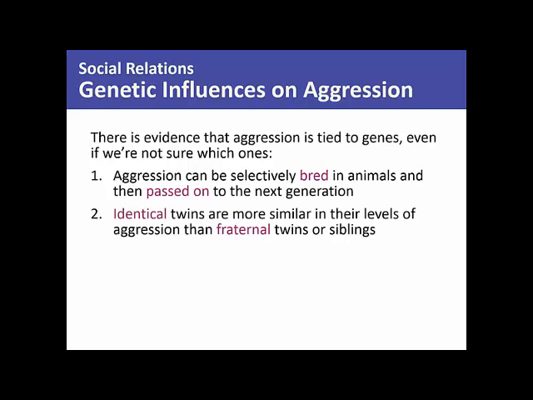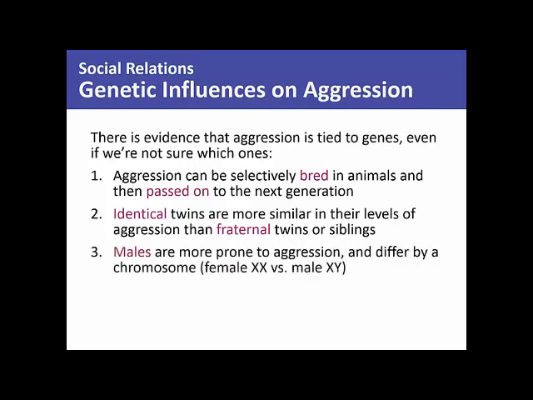Identical twins are more similar in levels of aggression than fraternal twins or siblings. Identical twins share their genes because they were one egg split into two. And males are more prone to aggression and differ from females by a chromosome.